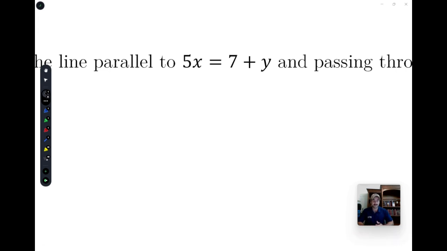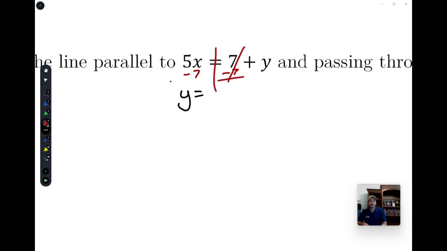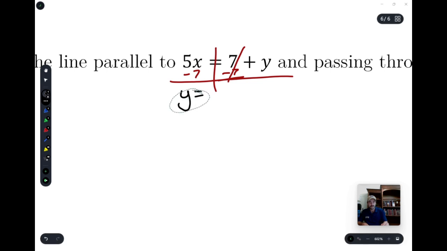First off, the line's not in a great form to see slope, though it's pretty close. First thing I'm going to do is get y by itself. If you remember that from a long time ago, everyone's always saying get y by itself to find a function. So y equals, I'm just going to move that 7 over. You're going to see it happen. What you do to one side, you have to do to the other. We're going to end up with y equals 5x minus 7.